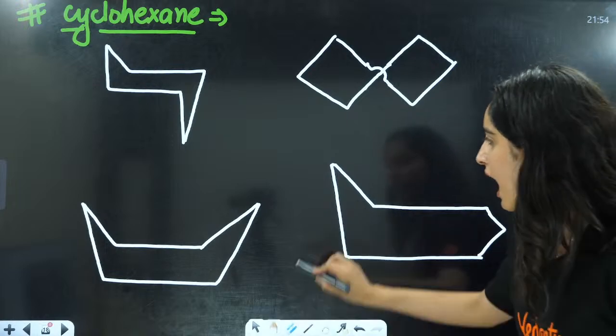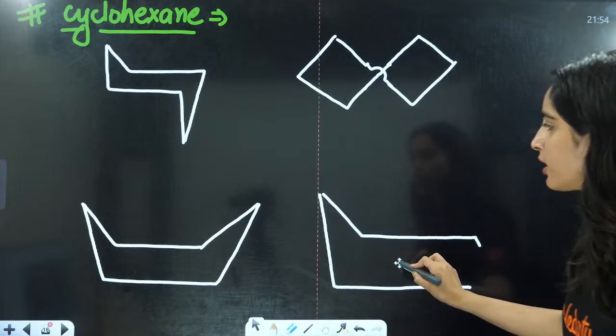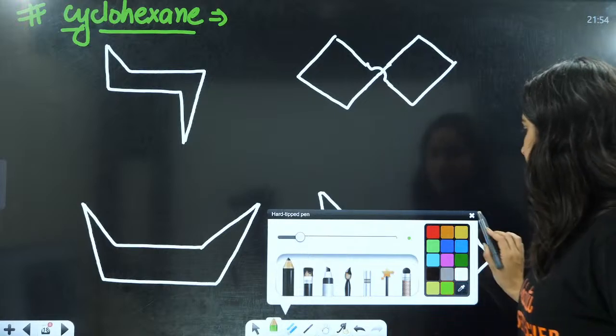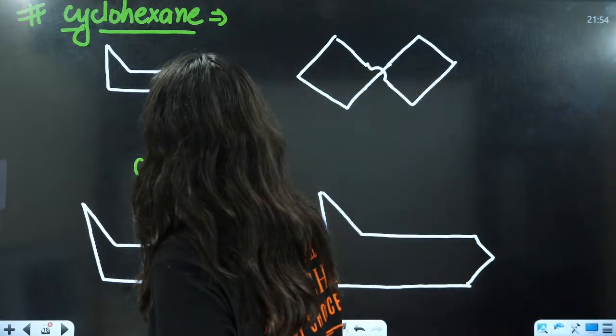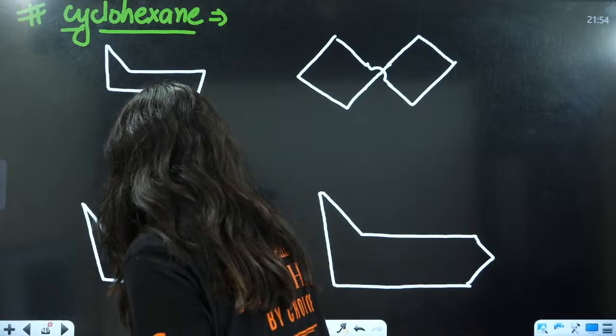This is called the half chair structure. Right, this is called chair structure. Right, this is called boat structure.